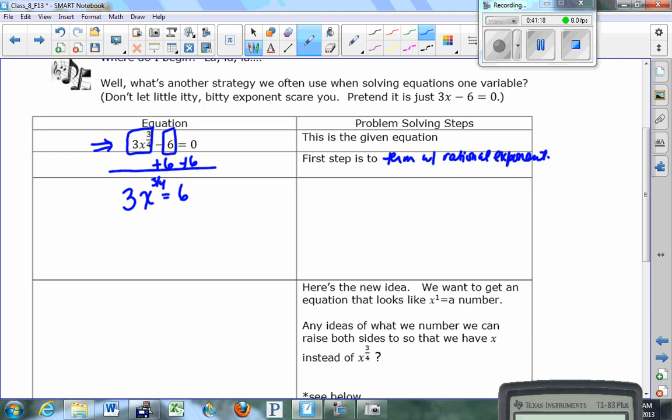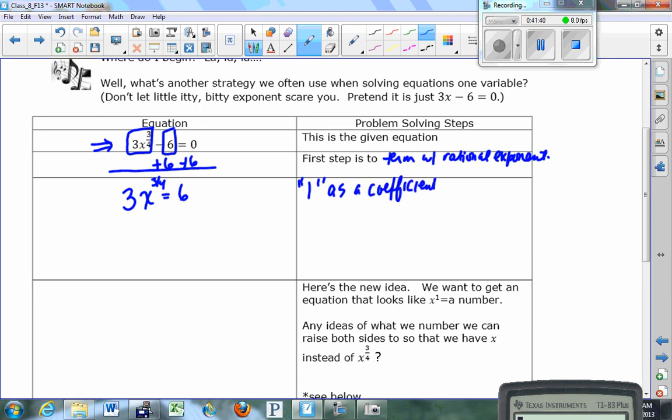Okay. Isolating it means you have what for a coefficient? What number? When you isolate something, it's all by its lonesome. It's all by its onesome. What's the coefficient? 1. So you want to make sure you have 1 as a coefficient.